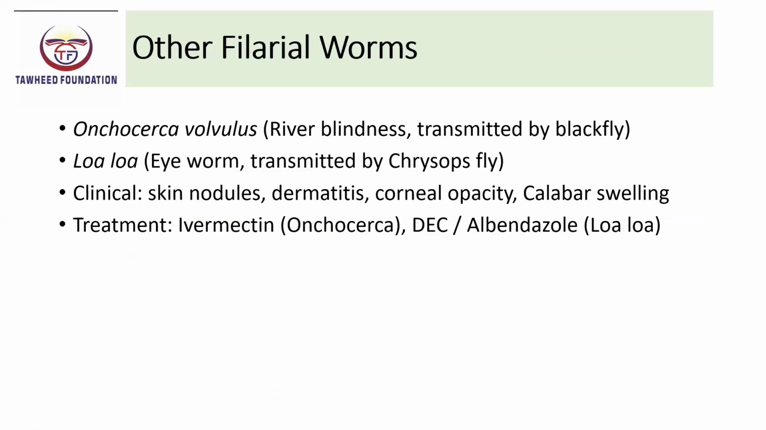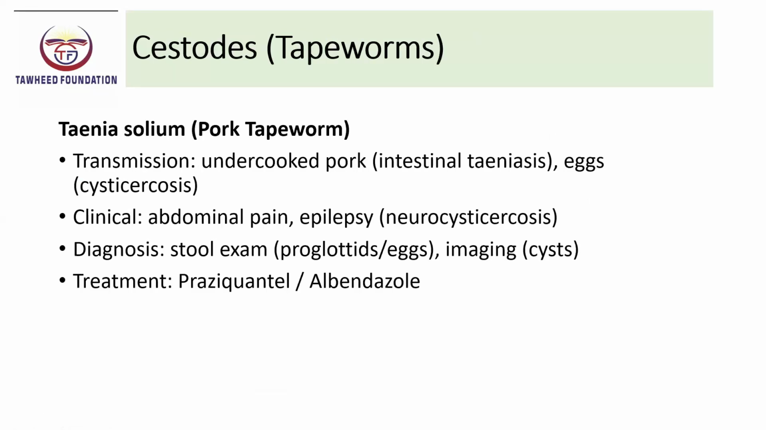Other filarial worms include Onchocerca volvulus, that is river blindness, transmitted by the black fly. Loa loa, that is the eyeworm, transmitted by the Chrysops fly. Clinical features include skin nodules, dermatitis, corneal opacity, and Calabar swellings all over the body. Treatment includes ivermectin and DEC. Albendazole and mebendazole are the very common drugs of choice for these helminth infections.